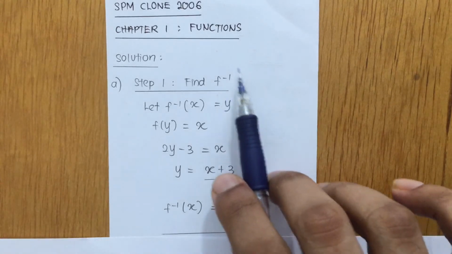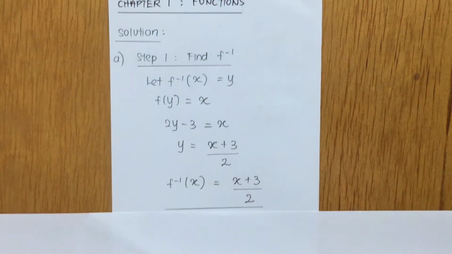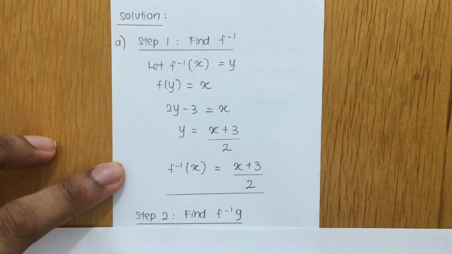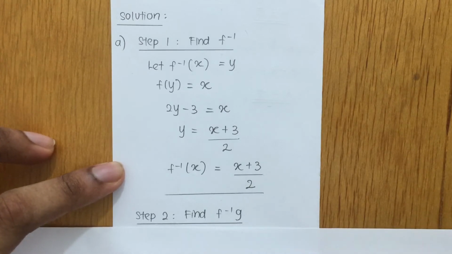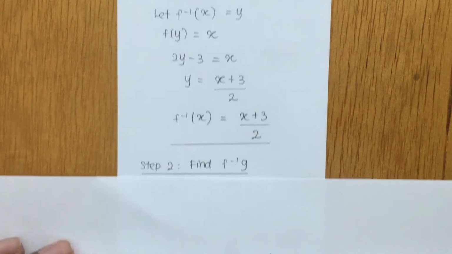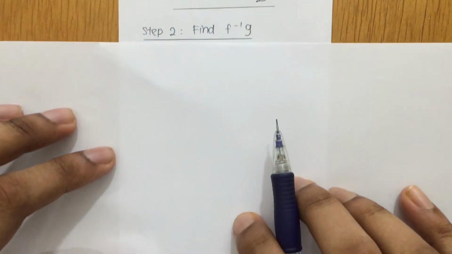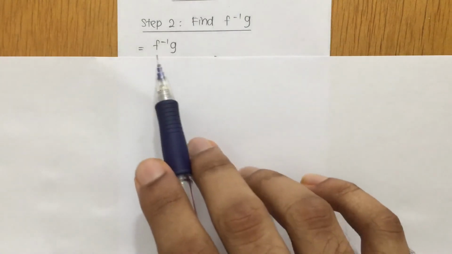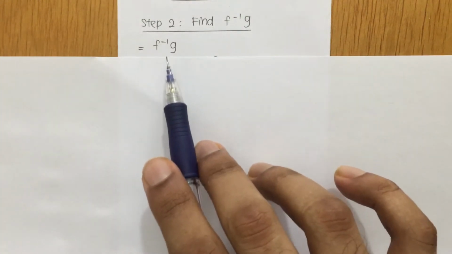Once you've identified the f inverse, the next working you can do is proceed to find the f inverse g. This is actually a combination of composite function and inverse function. So let us continue our working. Let me pull this paper up. You rewrite the composite function over here, f inverse g.